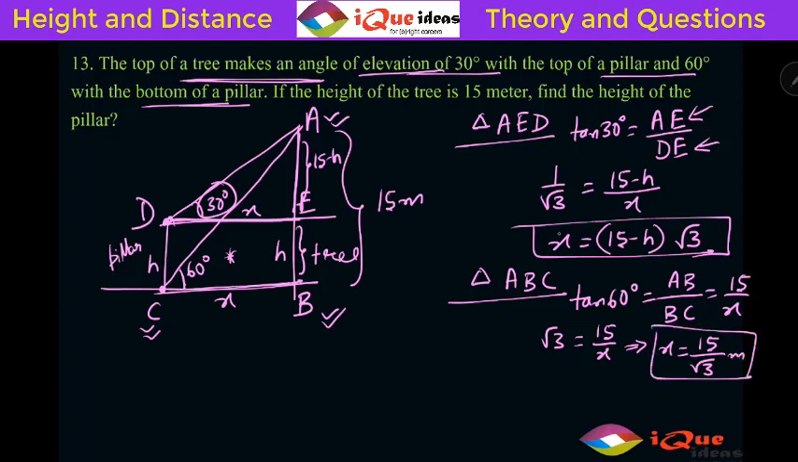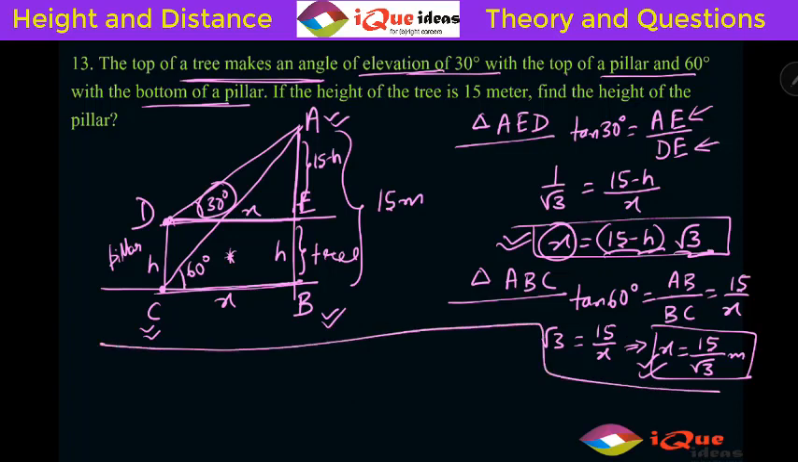Right? And from here we have X is equal to 15 minus H into root 3. So let's equate these two values of X. So what will happen? We will get 15 minus H into root 3 is equal to 15 by root 3, right? Now let's do one thing. Let's send this root 3 to the other side. So root 3 into root 3 will become 3.